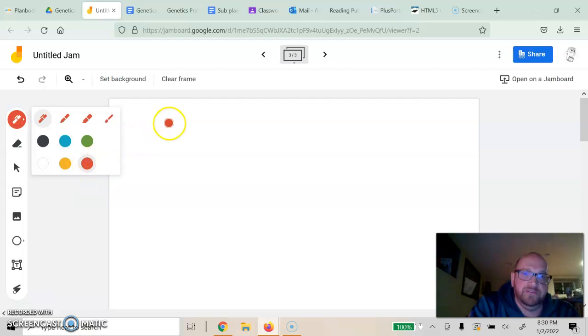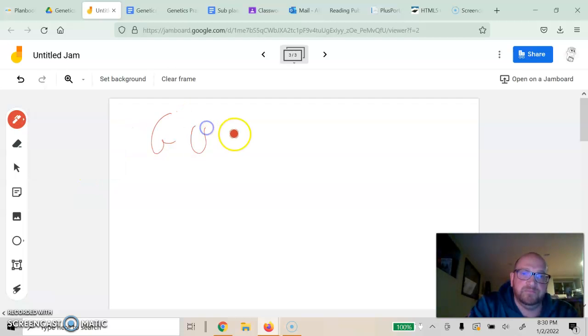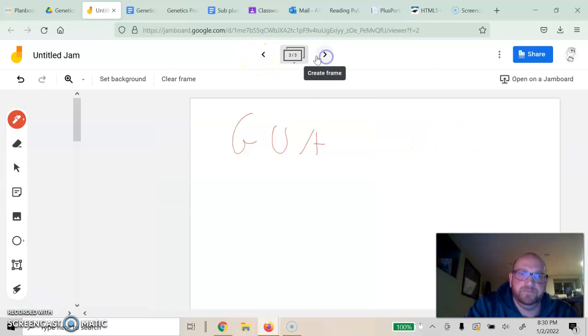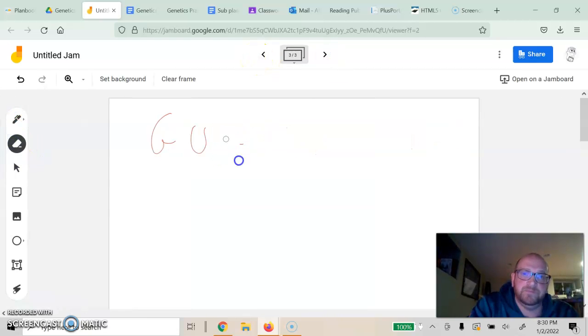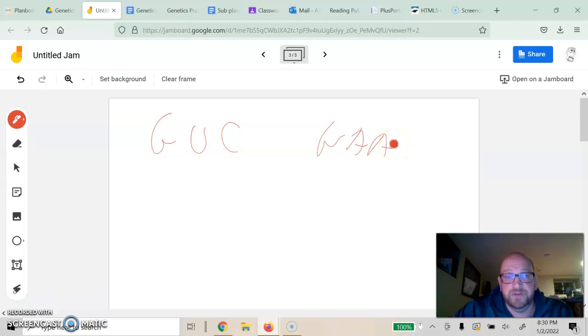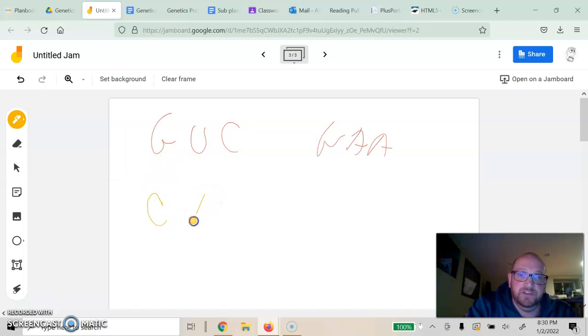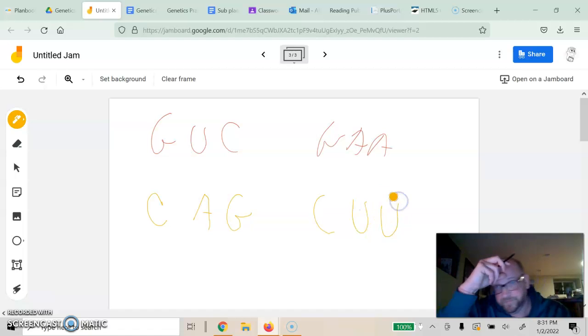My codons were GUC and GAA. So what I'm going to do now is basically find the complement again. So G becomes C, U becomes A, C becomes G. G will become C, A will become U, A will become U.